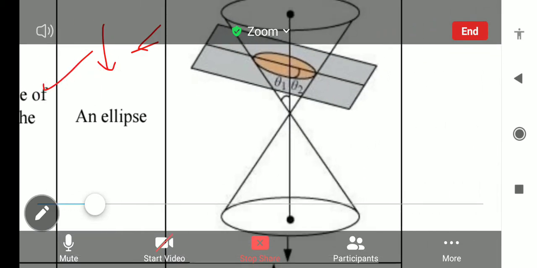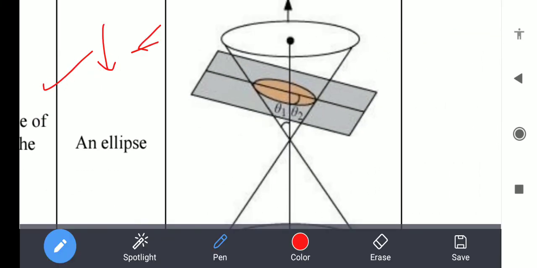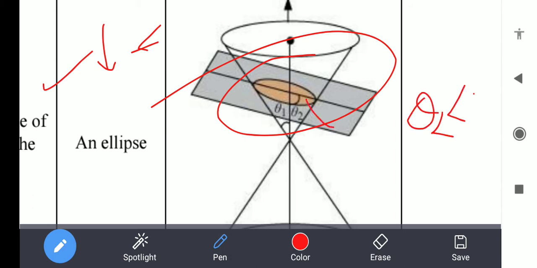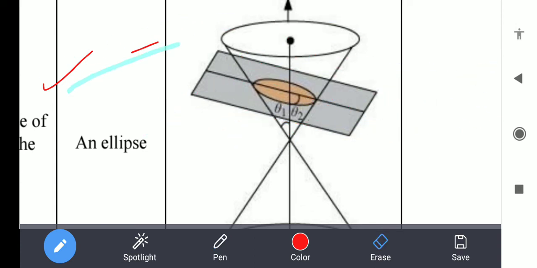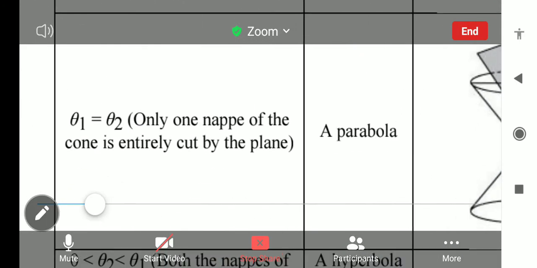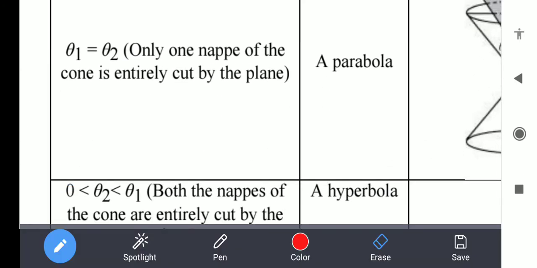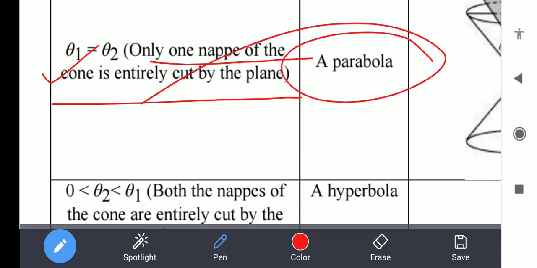Okay. Here theta 2 is less than 90 but greater than theta 1. So the shape formed is an ellipse. It is also in the one nap, it may be lower or upper. The third case is if theta 1 and theta 2 both angles are equal and only one nap of the cone is entirely cut by the plane. In this case, the shape formed is a parabola.